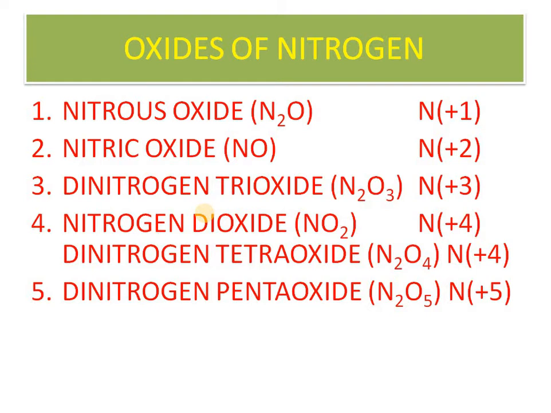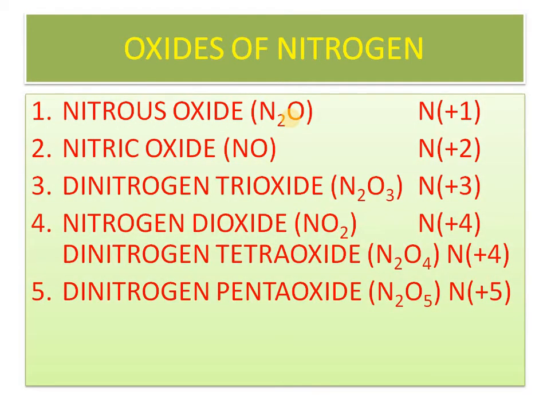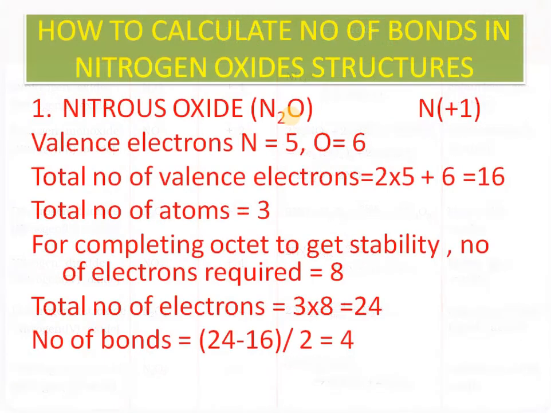We can calculate by use of x also, like 2x minus 2 is equal to 0, so therefore x is equal to 1. Similarly, x minus 2 is equal to 0, that is x is equal to 2. Similarly, 2x minus 6, 3 into minus 2, minus 6, is equal to 0, so x will be plus 3. This way we can calculate the oxidation numbers also. The higher the oxidation number, the more acidic the character.